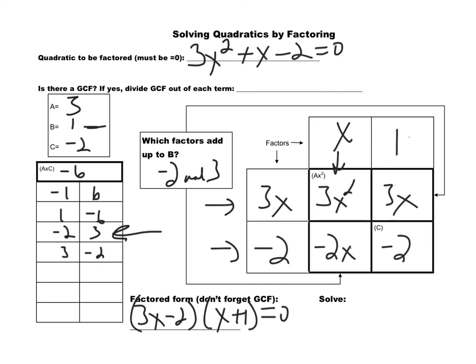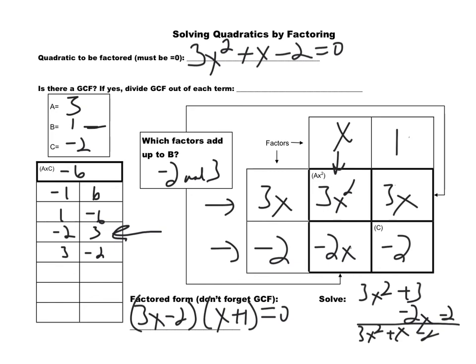So let's make sure I get this right. So it's here, let me get a pointer. 3x squared, 3x times x is 3x squared, that checks. And then 3x times 1 is 3x. And then I'm going to multiply the next part through, and let's see. So negative 2 times x is negative 2x, and negative 2 times 1 is negative 2. So if I combine those, I get 3x squared plus x minus 2, and that's what it's supposed to be. So we're good. That's all we need.